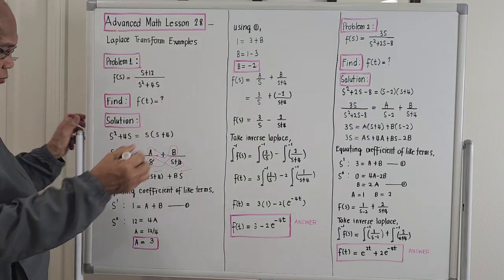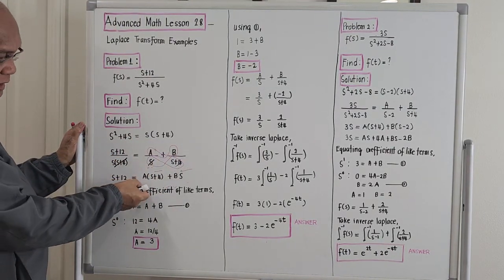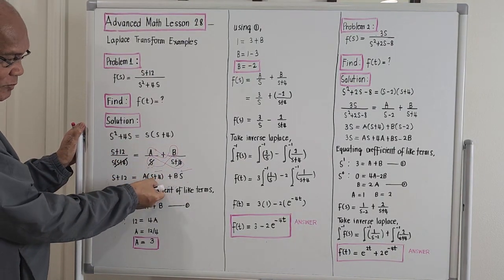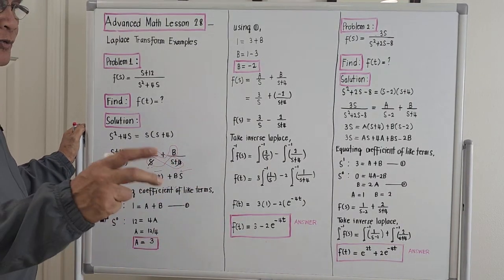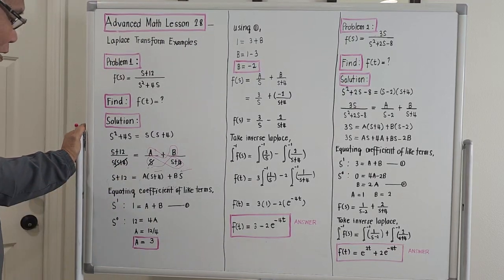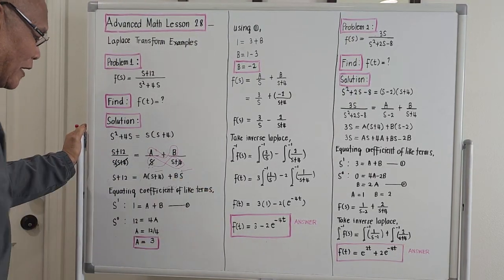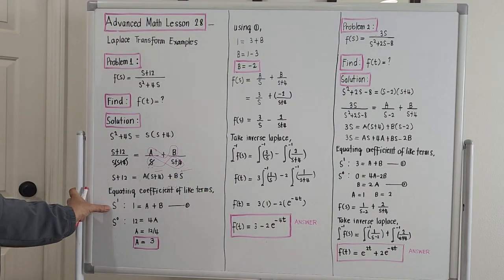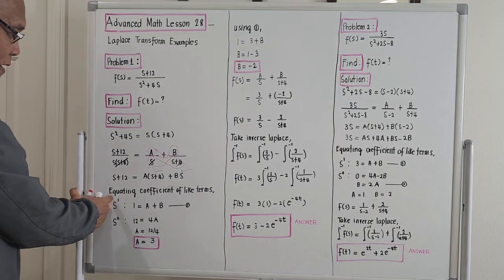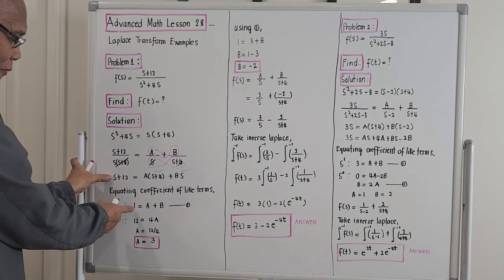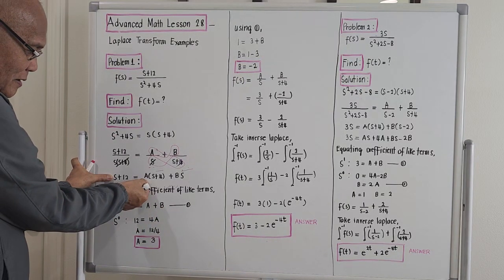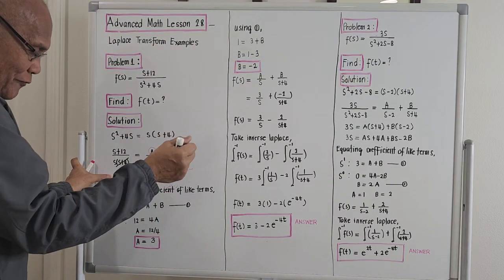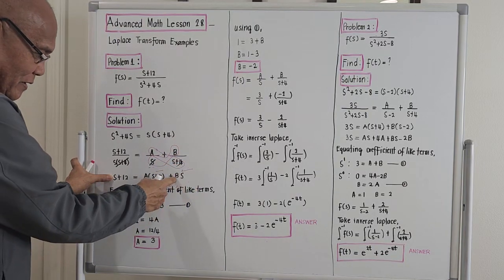Right? Or it will just be simply S plus 12 equal to A times the quantity S plus 4 plus BS. And to compute for the value of A and B, we will equate coefficients of like terms. We will start with S to the first power. Left hand side, the coefficient will be 1. Right hand side, the coefficient will be A. And the other coefficient is actually B.